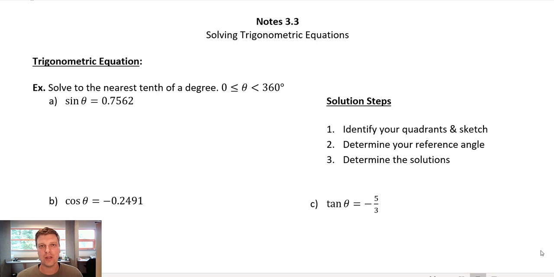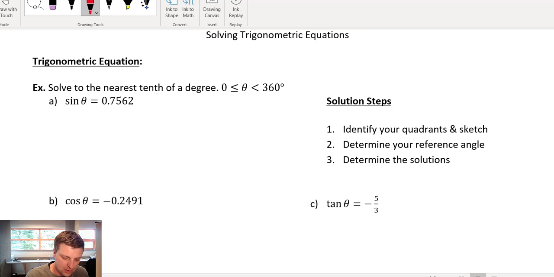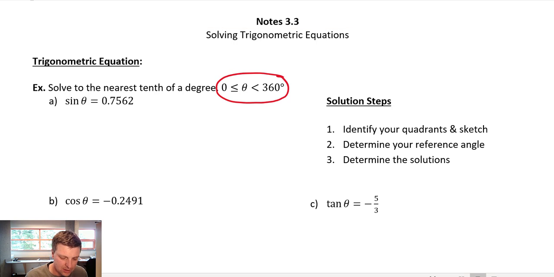We're going to continue on our Pre-Calculus 11 notes. Today we're working on trigonometry, and we're going to keep on building on what we did last lesson as we solve trigonometric equations. So let's take a look at something that seems relatively simple here. It says solve to the nearest tenth of a degree. And you can see here that it's given me a range from 0 all the way up to 360 degrees. And we're going to come back to that in a second.